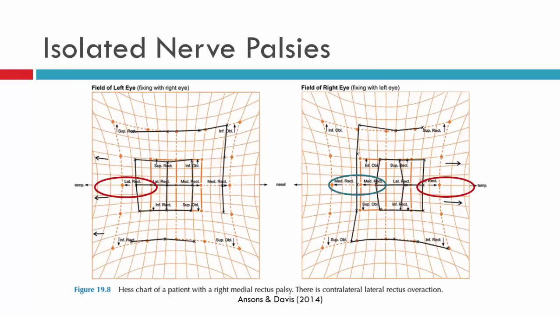This is a Hess chart of a patient with a medial rectus palsy, and it's a medial rectus palsy of the right eye. What we can see here in the outer field is that the medial rectus is underacting. We can see this also in the inner field. The ipsilateral antagonist is also overacting in the lateral rectus of the right eye. We can also see that the contralateral synergist is overacting, so the lateral rectus here in the inner field, and also in the outer field, where it's gone off the scale.